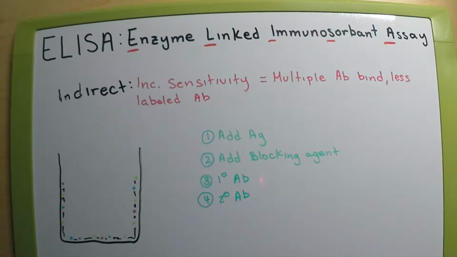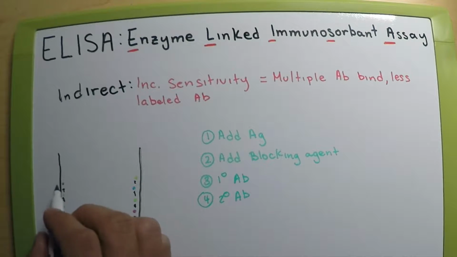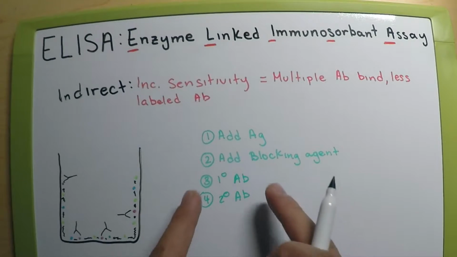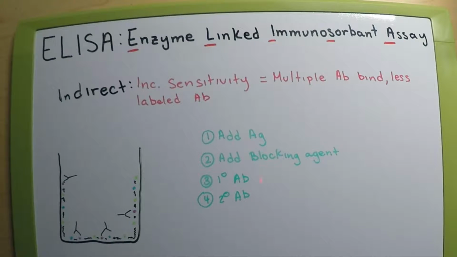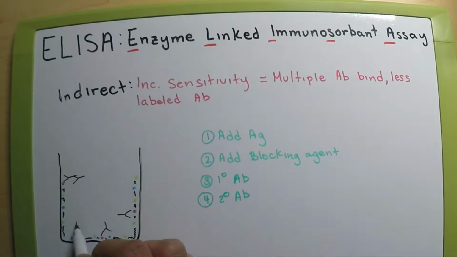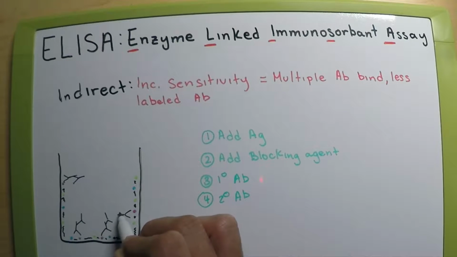And what this essentially means is that the primary antibody is going to be the one that sticks to our antigen. So that's going to be step 3. Step 4, the secondary antibody, is going to be that labeled antibody. And what I was saying before is that we need less of it because we don't need to use that much, because all we want is that color change.